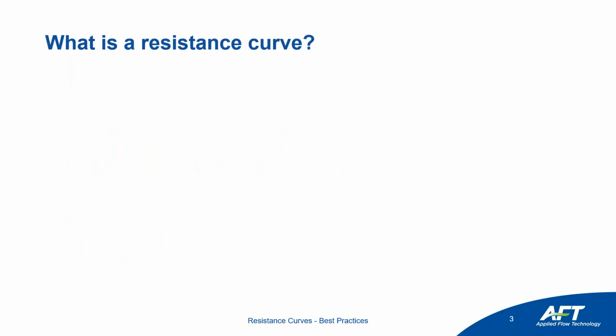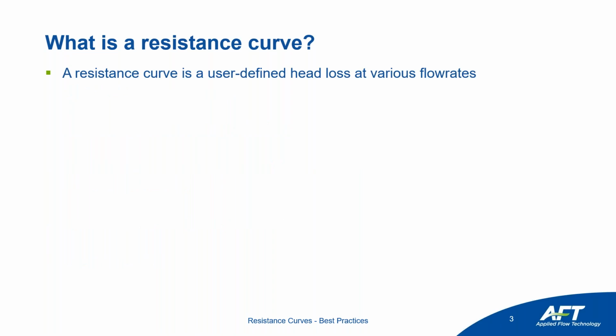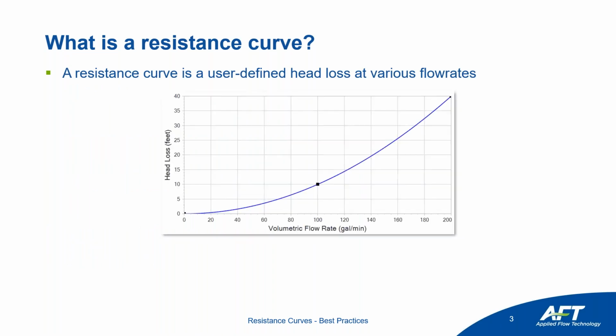So the first question is, what is a resistance curve? A resistance curve is a user-defined head loss at various flow rates. A way that we can think about it is we have a curve that we've fit to a particular component. This could be a valve, it could be a screen, a heat exchanger, where we know a specific head loss or the amount of pressure loss through a component at a given flow rate.